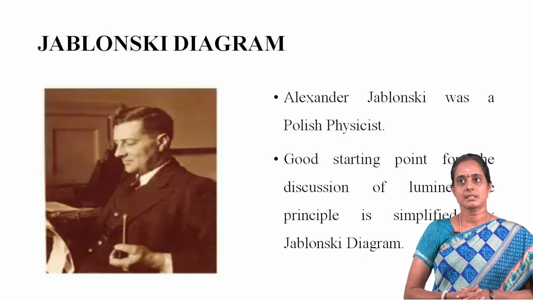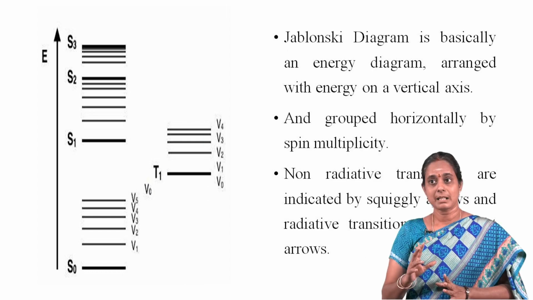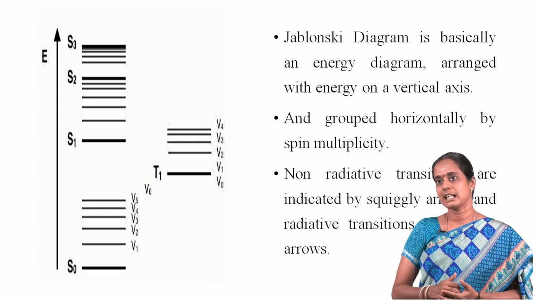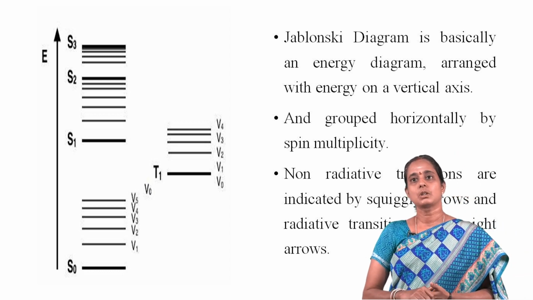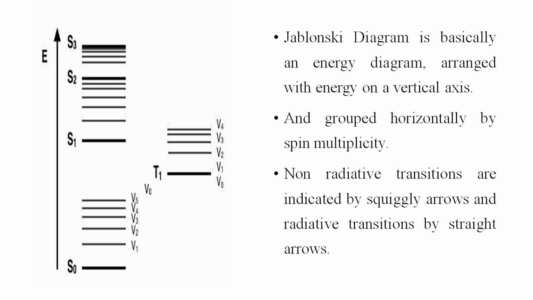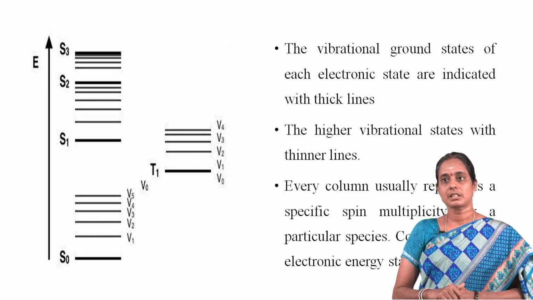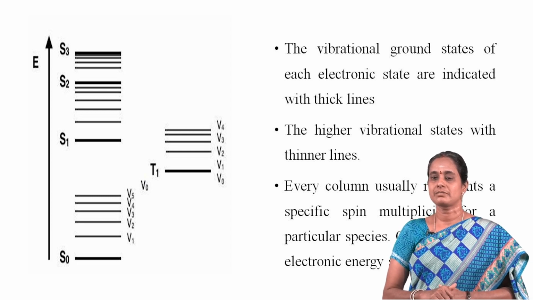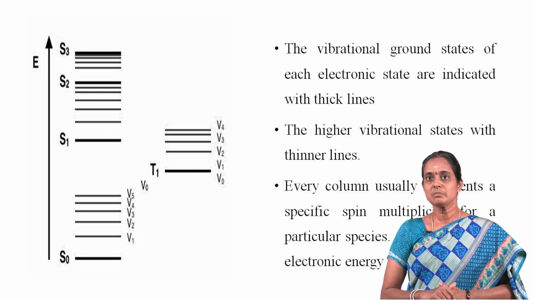A Jablonski diagram is a good starting point for the discussion of luminescence principles. The Jablonski diagram is basically an energy diagram, with energy arranged on a vertical axis and grouped horizontally by spin multiplicity. Radiative transitions are indicated by straight arrows. The vibrational ground states of each electronic state are indicated with thick lines, and the higher vibrational states with thinner lines.